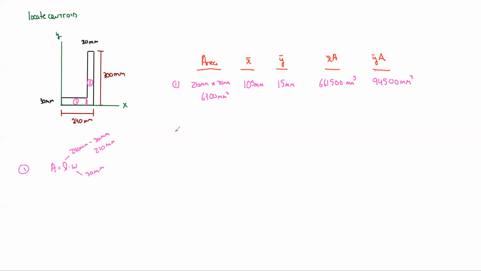Area 2. Same idea. The area for shape 2 is length times width. The length is 30 millimeters, and the height, or the width, is 300 millimeters. So 30 millimeters times 300 millimeters. I think that's 9,000 square millimeters. So far so good.